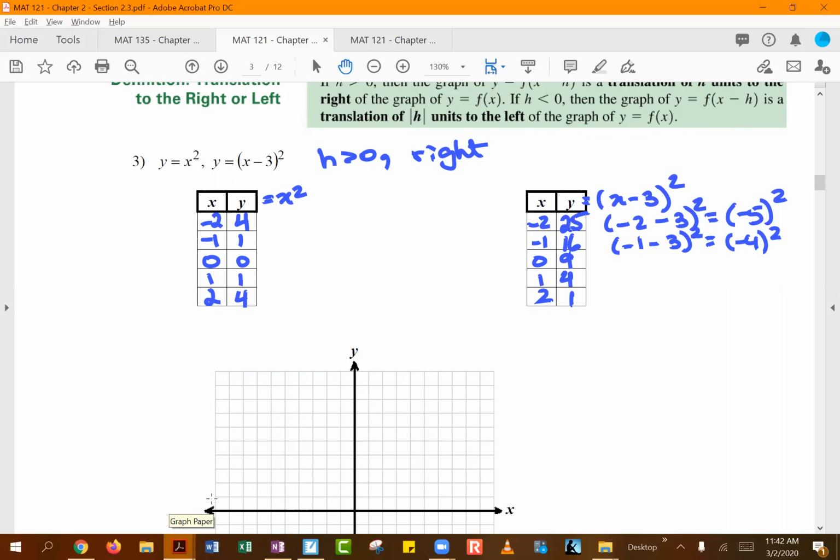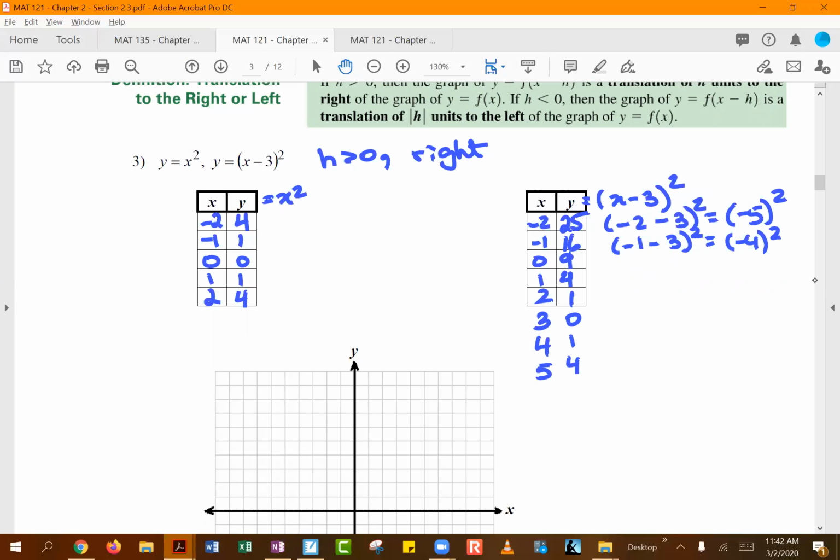So that would be -2 plus 3, which would be at 1, -1 plus 3, which is at 2. And you will notice these are the same y values. So again, if I take 0 plus 3, that would be 3. 1 plus 3 would be 4. 2 plus 3 would be 5. And then these points here would translate as the same, 0, 1, and 4.